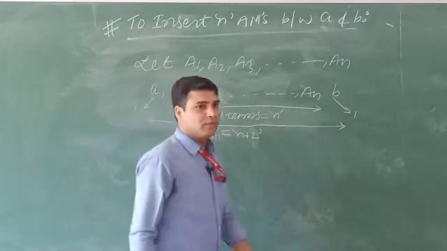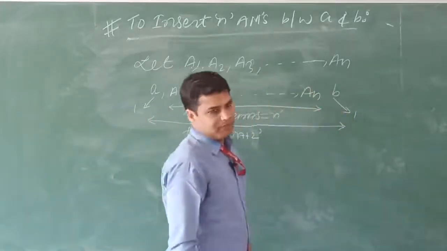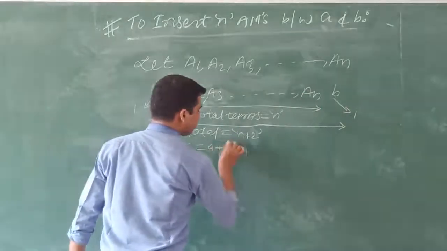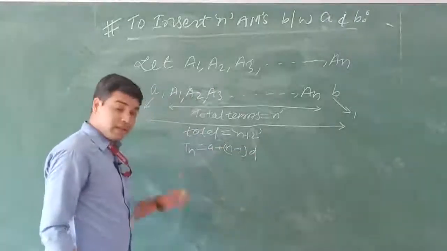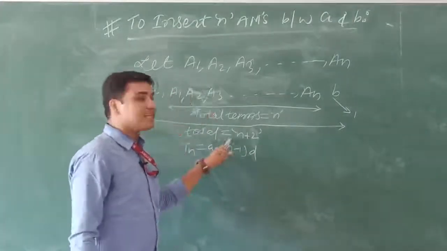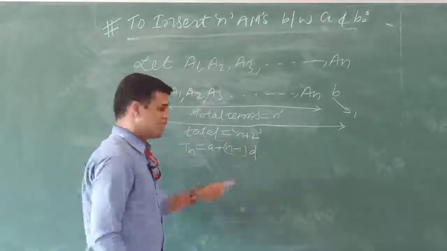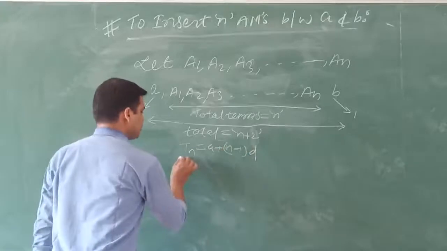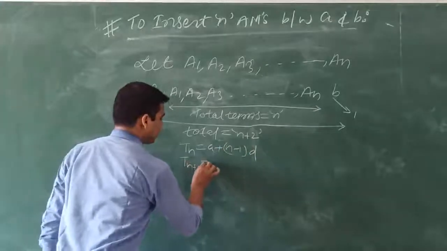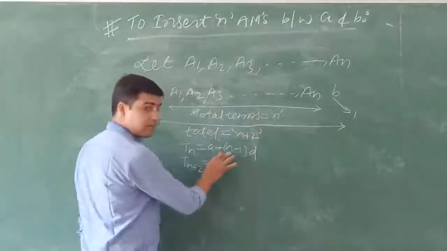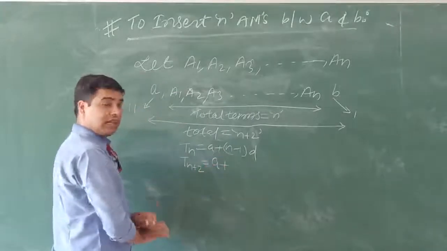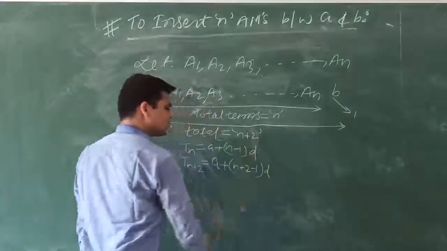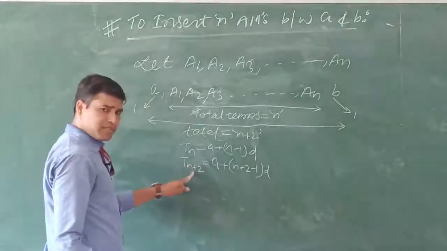Now we know one more thing here, the nth term of an AP. The nth term of an AP is Tn equals a plus (n minus 1) into d. When we apply this formula, terms are n, but here terms are not n, here terms are n plus 2. So what we will do? Instead of n we will write n plus 2, simple. So Tn plus 2 equals a plus (n plus 2 minus 1) into d. Instead of n we substitute n plus 2.